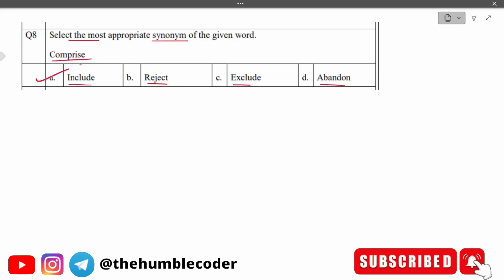Okay, because the word comprise means what? To consist of or to include. In other words, when something comprises several parts, it includes them as its component. Therefore, include is the most appropriate synonym to this word comprise. Okay, so the correct answer in this case is going to be option number A. Moving on to the next question now.